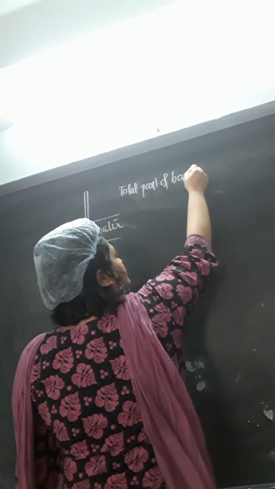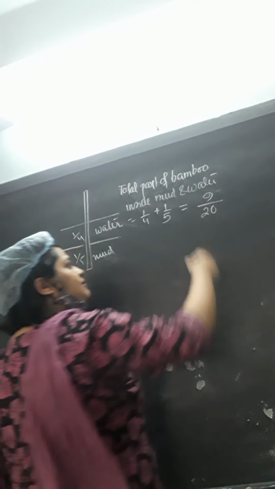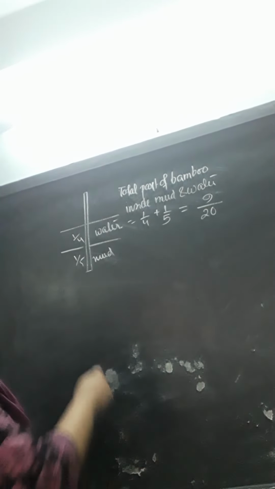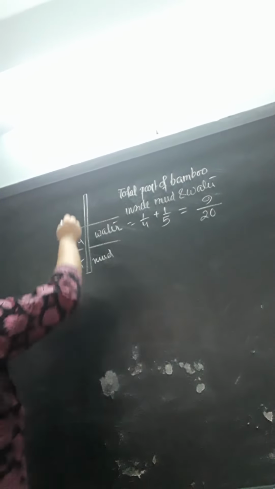inside mud and water equal to 1/4 plus 1/5, which I have already shown is coming equal to 9/20. Now here, how much portion is outside? You know the original measurement. It is not given in fraction.